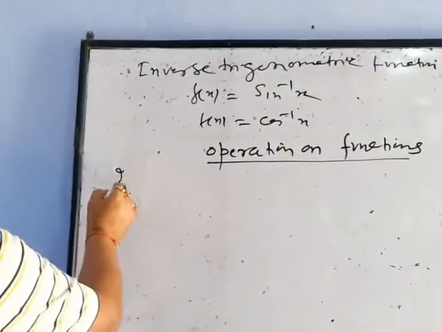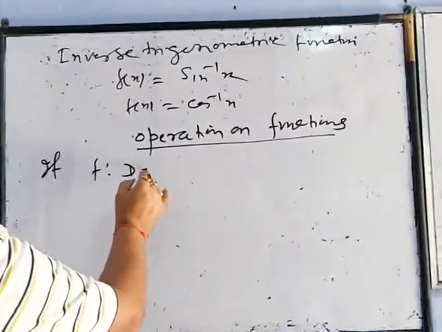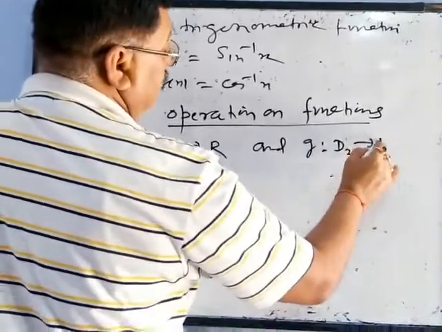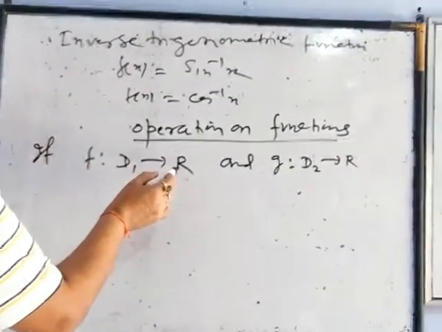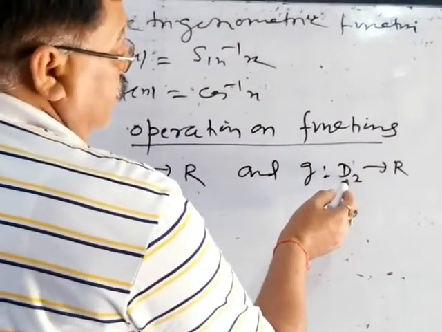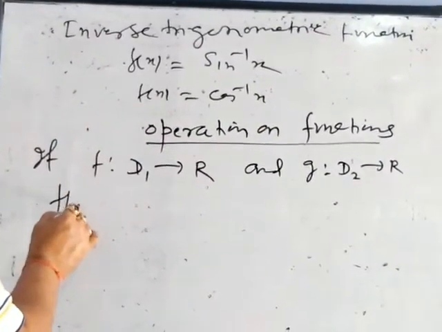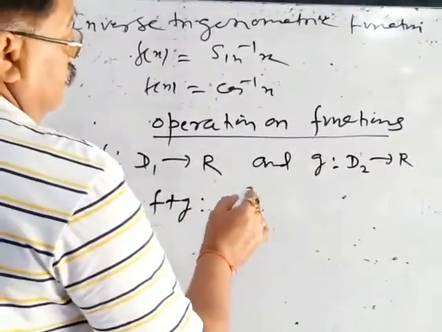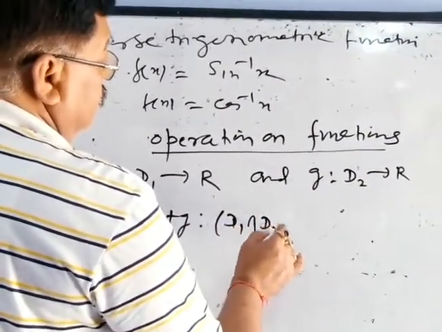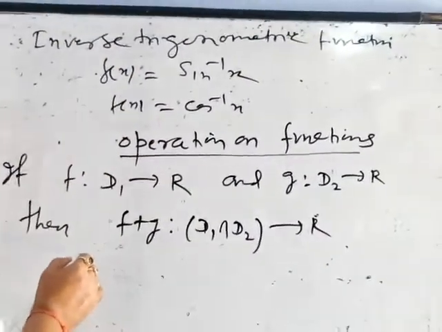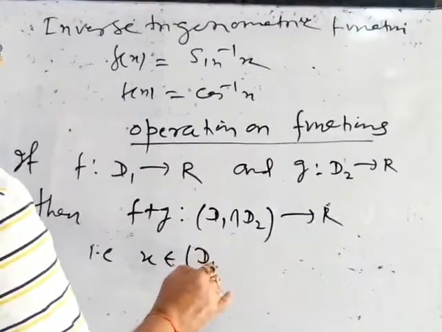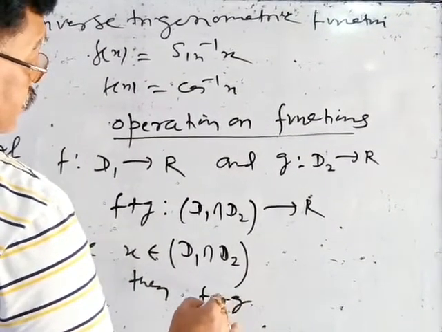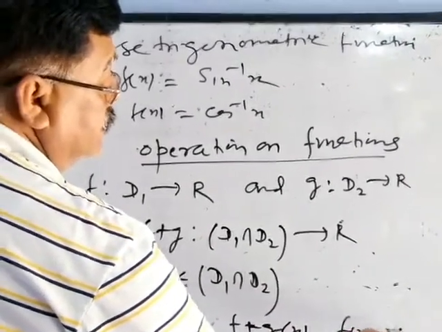So student, if f is a function from D1 to R and g is a function from D2 to R, here D1 is the domain, R is the codomain, D2 is the domain of this function, R is the codomain, then their addition f plus g is a function from D1 intersection D2 to R. That is, if x belongs to D1 intersection D2, then (f plus g)(x) is equal to f(x) plus g(x).